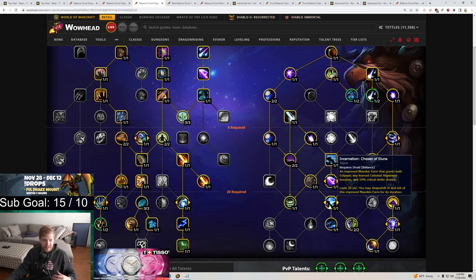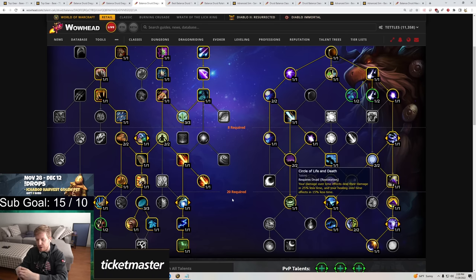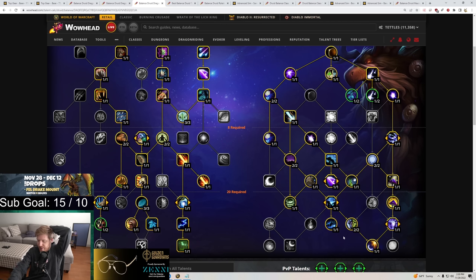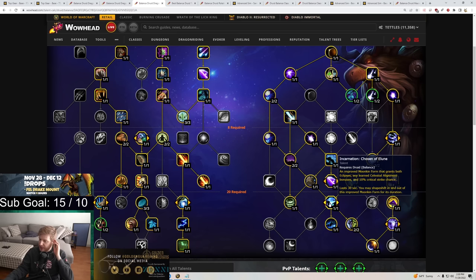In addition to that, this means that things like Convoke are less good. I even tried Convoke on Kurog Grimtotem, or I was simming Convoke on Kurog Grimtotem, and I realized that, for one, Convoke had worse priority damage, while at the same time it was substantially worse on AoE whenever you had to two-target cleave. And so I feel like you're going to be playing Incarnation most of the raid just due to the power that you're getting from it.